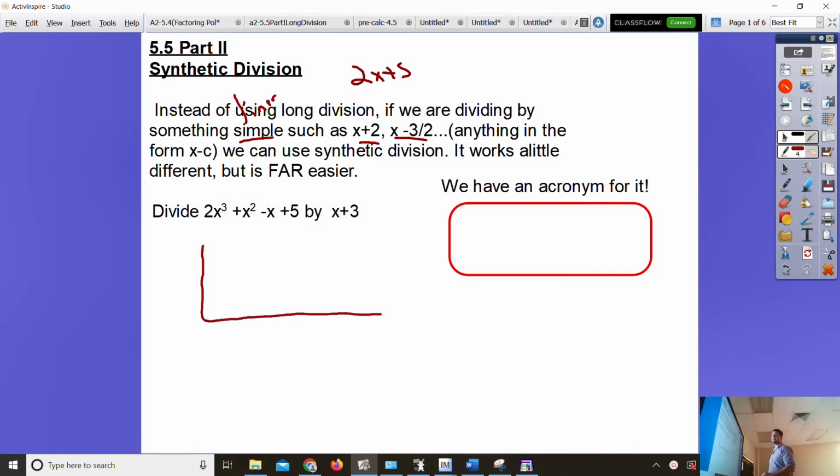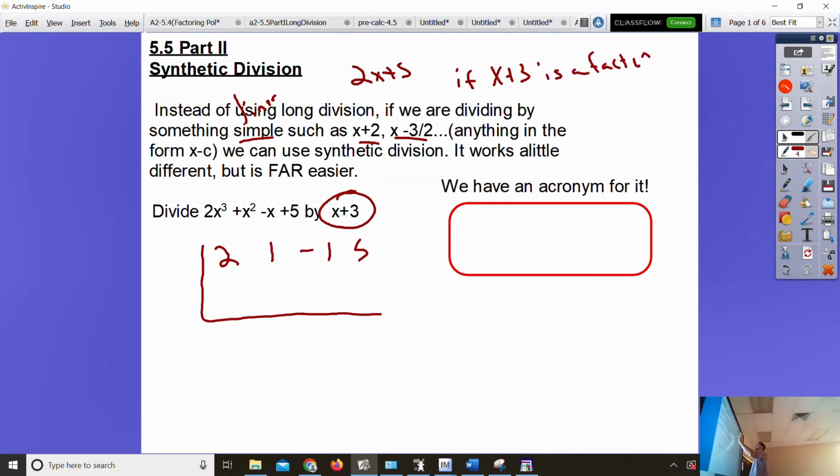You draw your vinculum, it's actually called a vinculum, upside down. And you load the second floor with the coefficients. So 2, 1, negative 1, 5. Now I'm dividing by x plus 3. So if x plus 3 is a factor, then x plus 3 equals 0. X is negative 3.